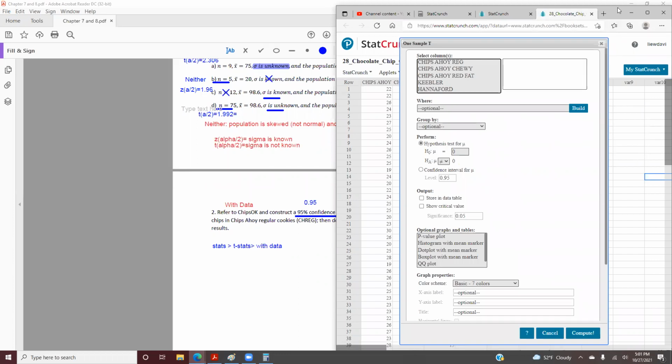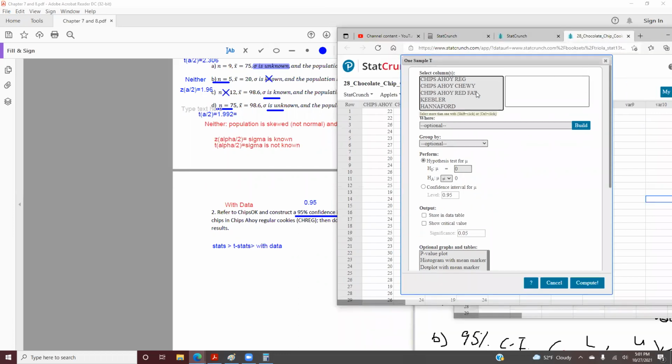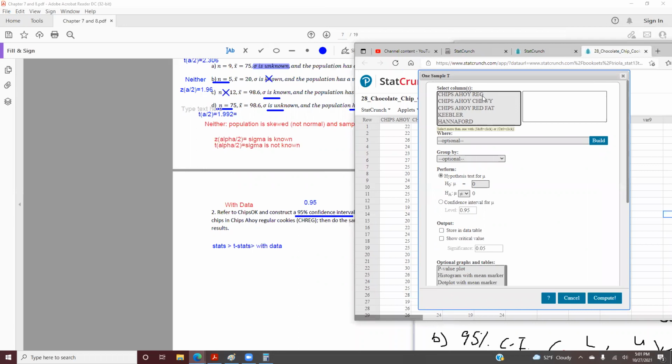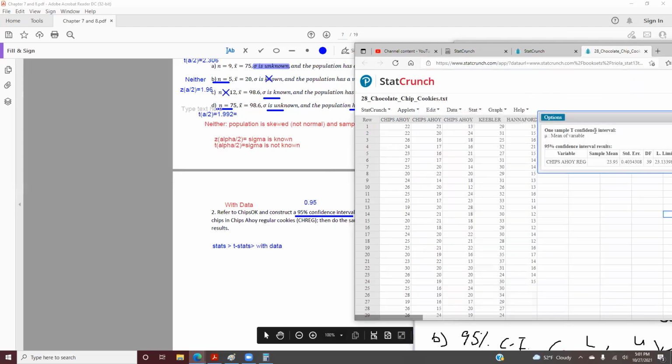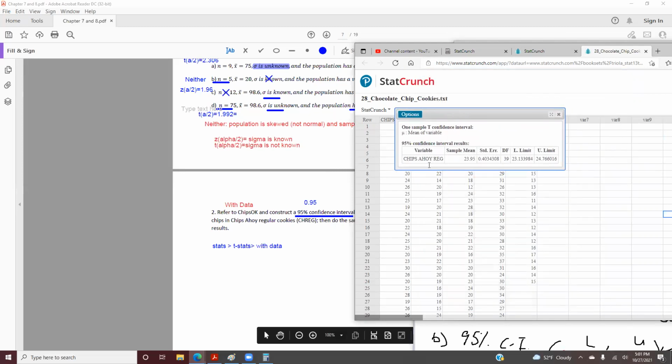Now we can see that one is chewy, one is regular, one is reduced fat. They want just the regular one. So regular is this fellow. And you're looking for a 95% confidence interval, so 0.95. So don't use 0.05 here. Again, don't get these two mixed up. And you hit compute. So for the Chips Ahoy one, the 95% is this.